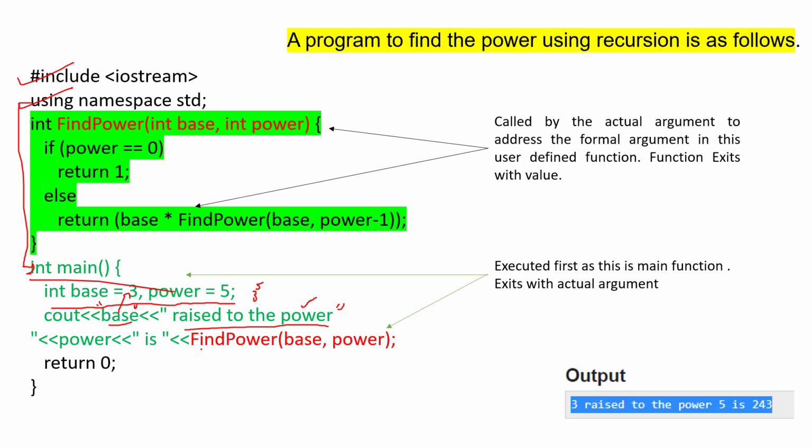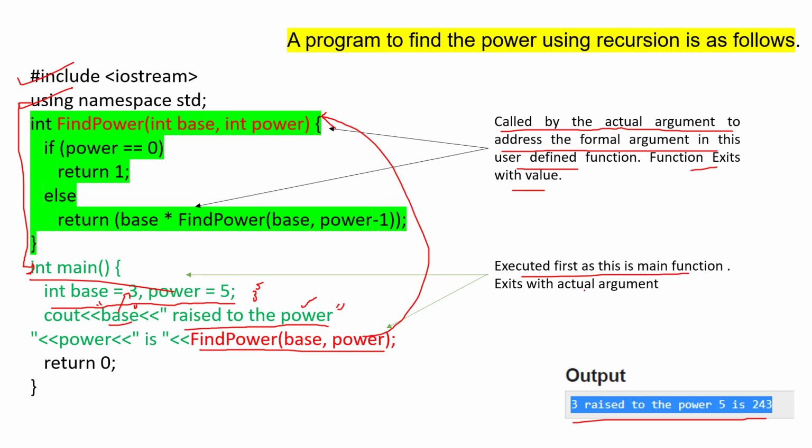5. Then this user defined function comes. So you can see the output, you can compare with the output. Function find power. So the control will jump to the user defined function. Let's see some additional information: called by the actual argument to this address. The formal argument in this user defined function exits with the value executed first, as the main function exits with the actual argument. Okay, correct.